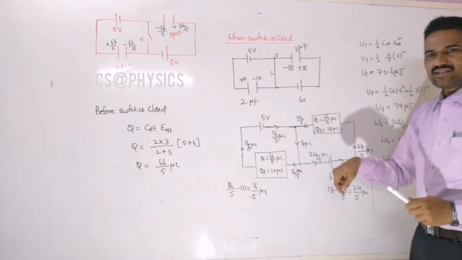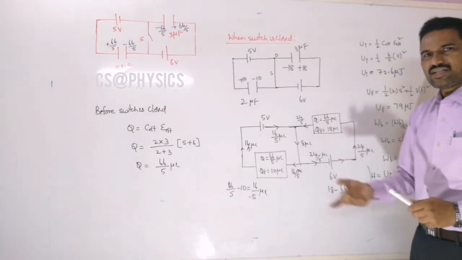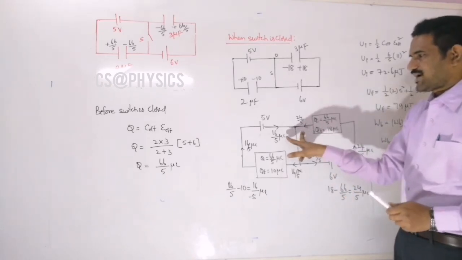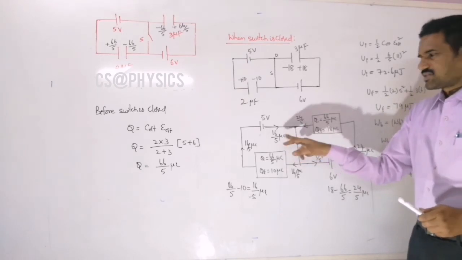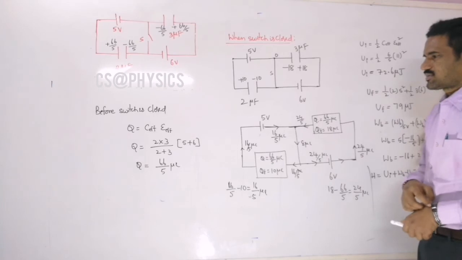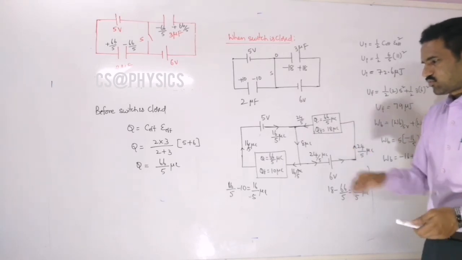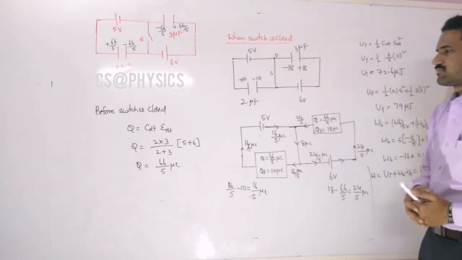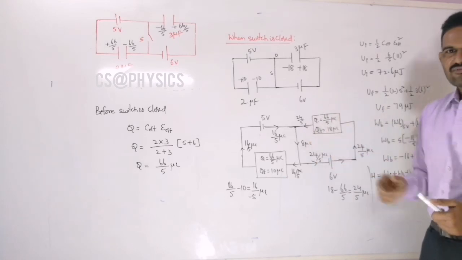So charge entering the junction is equal to charge leaving the junction. So that means we just need to add these two values here. That means 16 by 5 plus 24 by 5, which is nothing but 40 by 5, which is 8 microcoulombs. That is the charge flowing through the switch here. Is it clear? So it is the charge flowing through the switch.